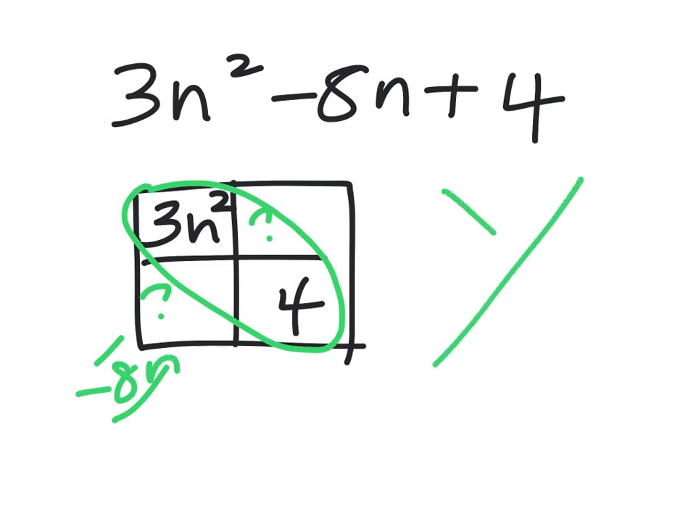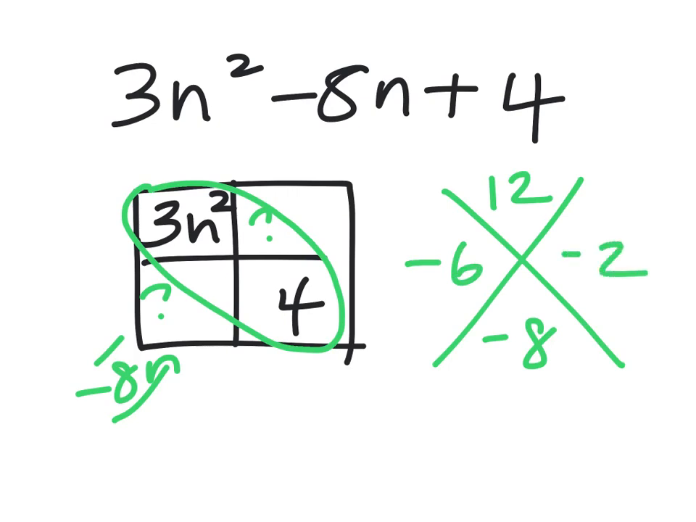So in my diamond, they multiply to be 12 and add up to be -8. So what are the two factors of 12 that will add up to be -8? Well, -6 and -2. So I have -6n and -2n. And now they also multiply to be 12.